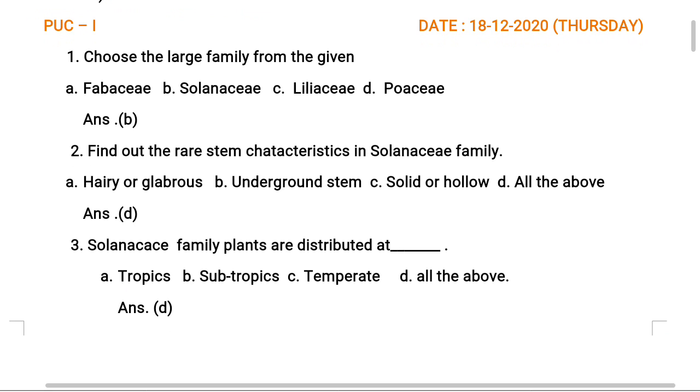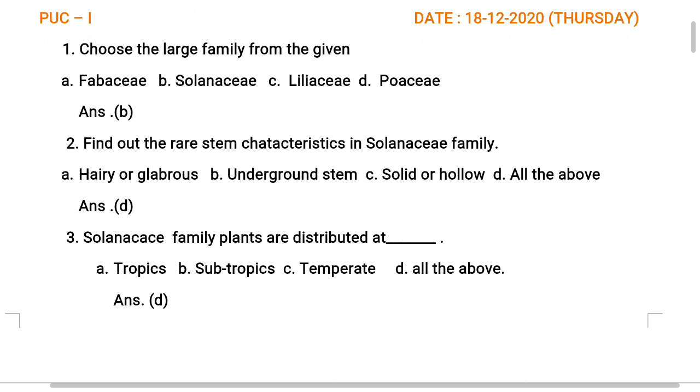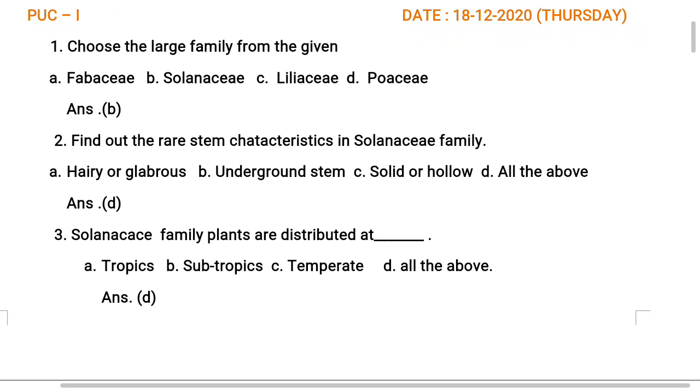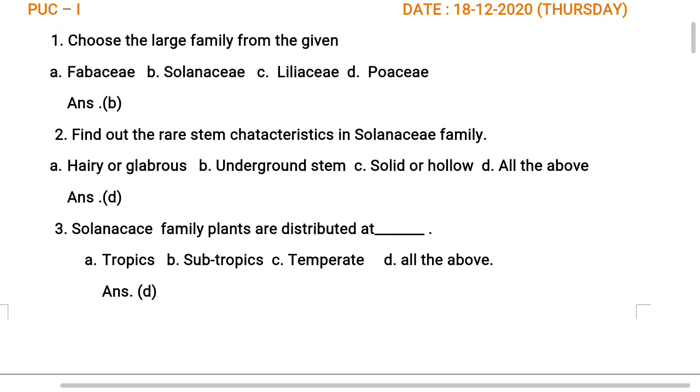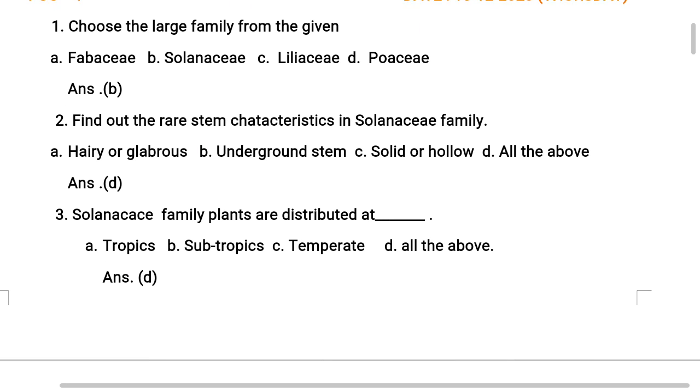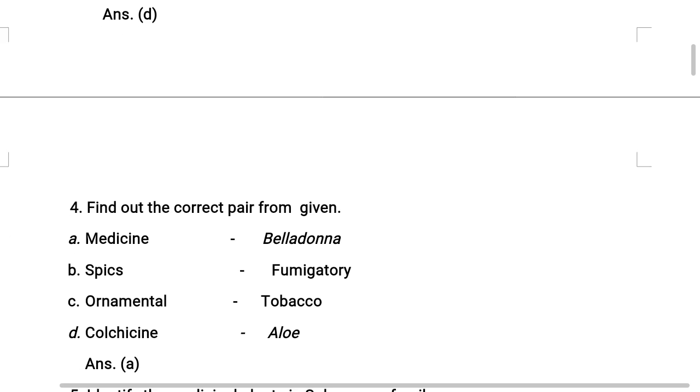Now, next question. Solanaceae family plants are distributed at option A, tropics. B, subtropics. C, temperate. And D, all the above. Just now we had a discussion that Solanaceae family is distributed throughout the world, and it is able to survive in all types of climatic conditions like tropics, subtropics, temperate zones, etc. Understood?